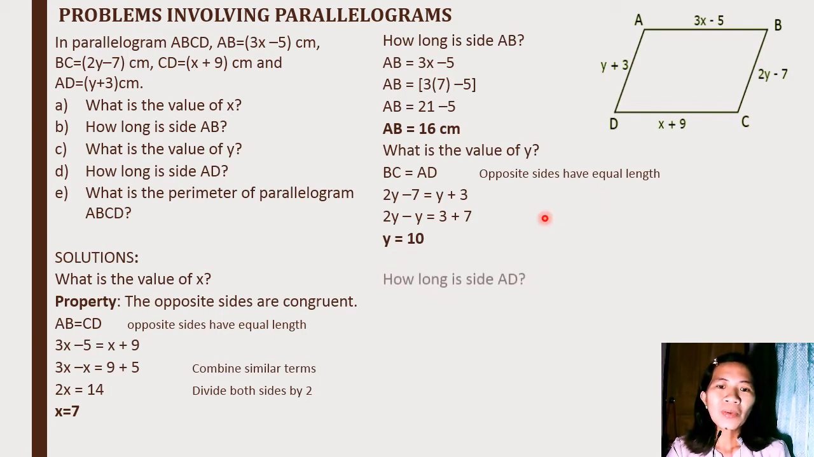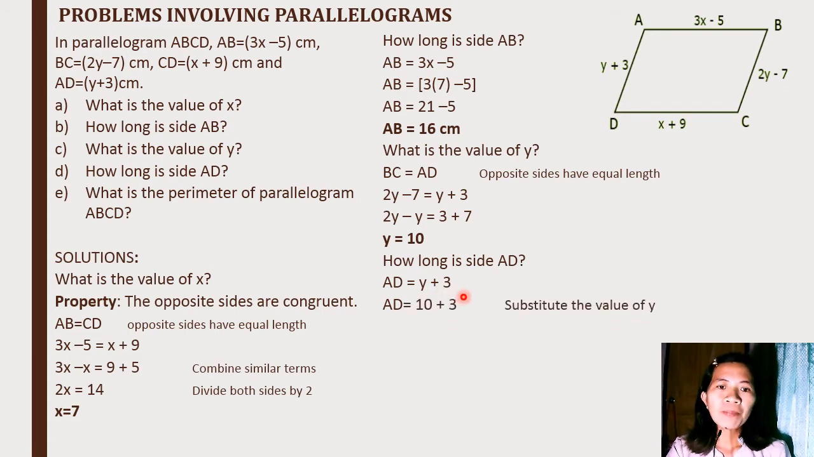Okay, so now we can find the measurement, or how long is side AD. Since we know the value already of y, which is 10, we are going to substitute it. So segment AD is equal to 10 plus 3.